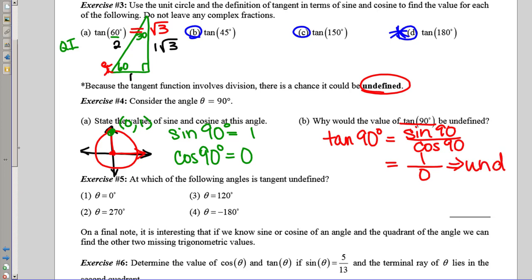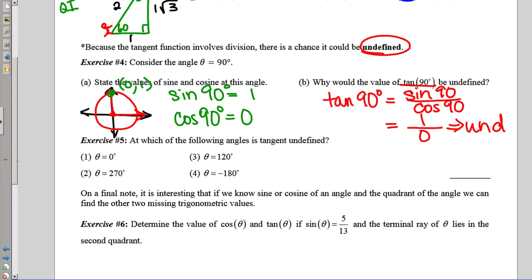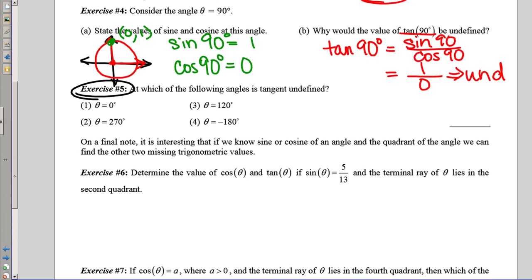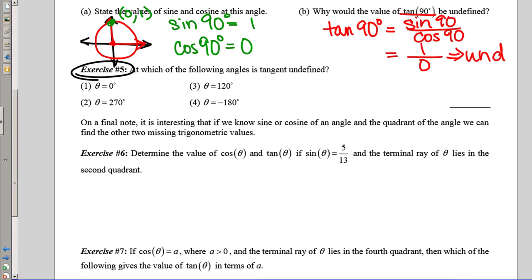Okay, I want you to consider for exercise 5, at what other angles is tangent undefined? So at which other quadrantal angle would tangent be undefined? It shouldn't be undefined at any of the others because we always have a value for sine and cosine at the angles within the quadrants.